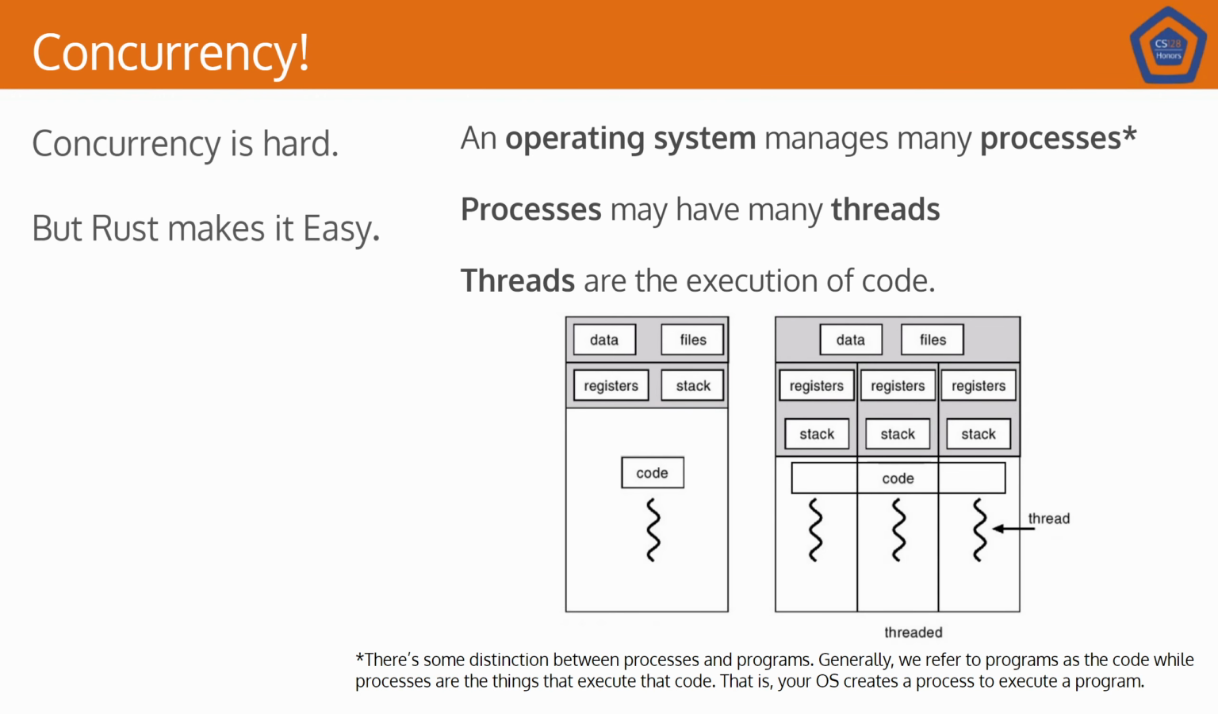Okay, let's go over some quick terminology before we continue. So an operating system is what is running on your computer, of course. Operating systems manage processes. Processes are the execution of programs. Programs are the code, processes are the execution of that code. A process could have many threads.